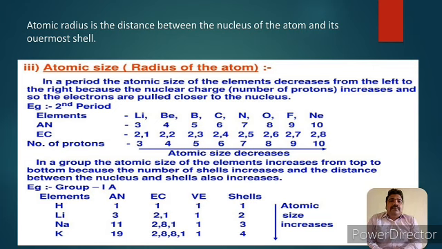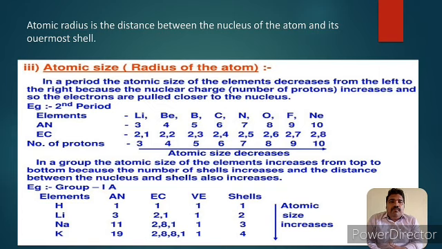Next periodic trend is atomic size. We know that atomic radius is the distance between the nucleus of an atom and its outermost shell. Atomic size. In a period, the atomic size of the element decreases from left to right because nuclear charge increases, and so electrons are pulled closer to the nucleus. This is the example in which the atomic size decreases from left to right in the second period.